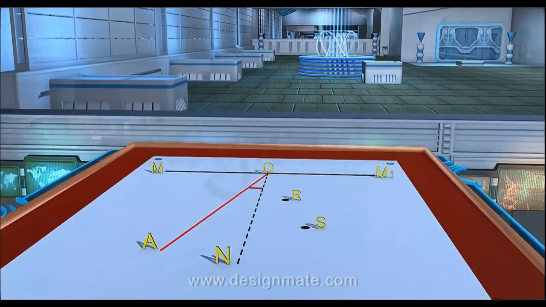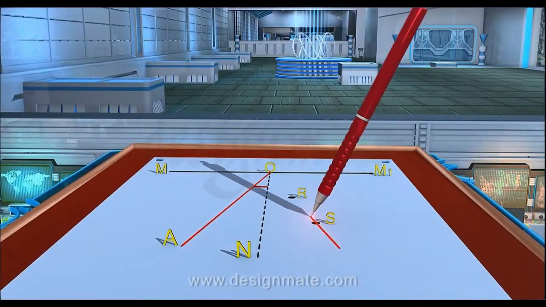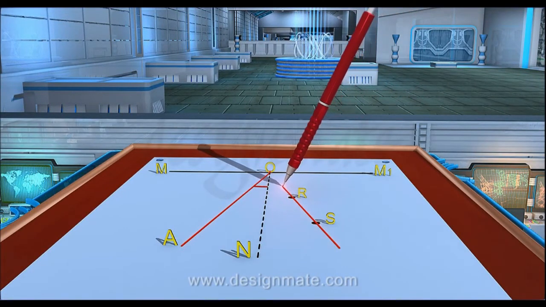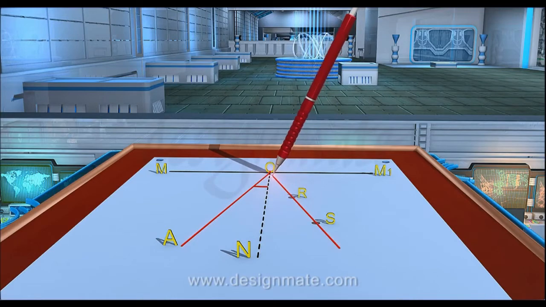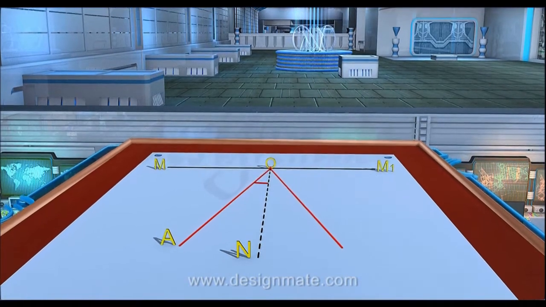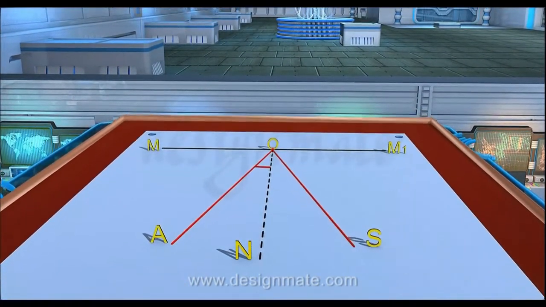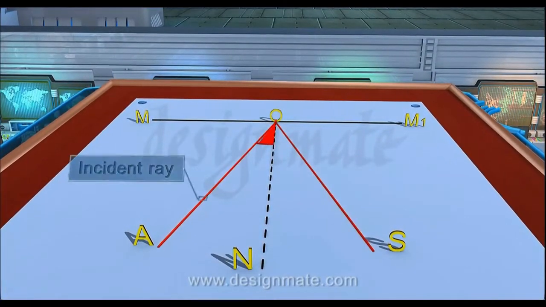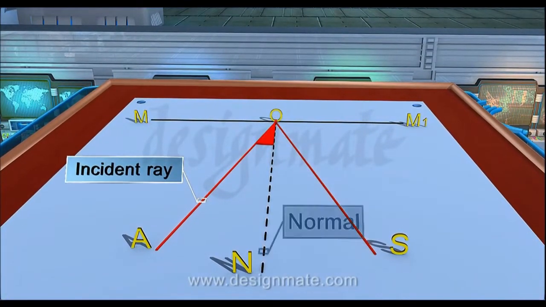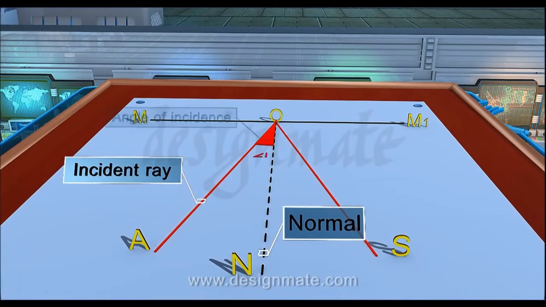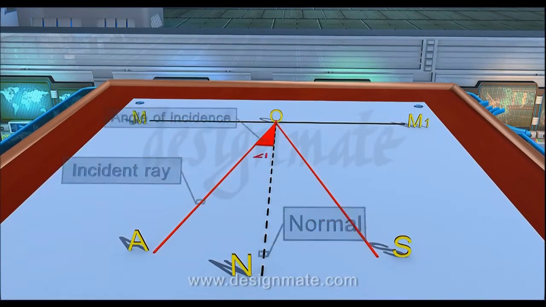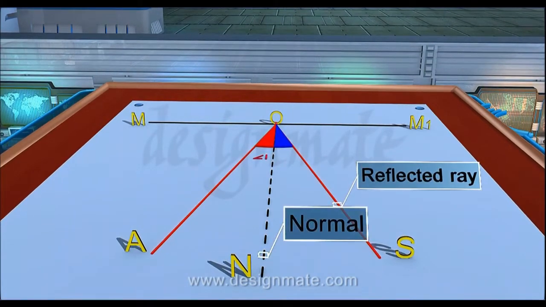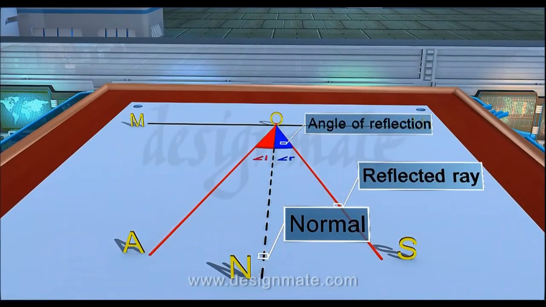Draw a line joining the points R and S, extend it to line MM1 in such a manner that it meets at point O. Now ray OS is the reflected ray. The angle between incident ray AO and normal ON is the angle of incidence. The angle between the reflected ray OS and normal ON is the angle of reflection.